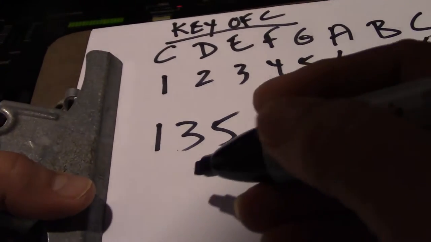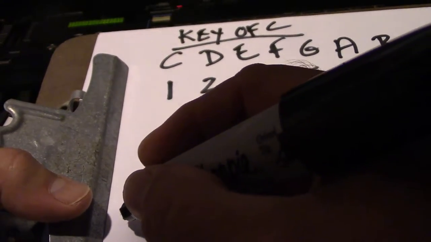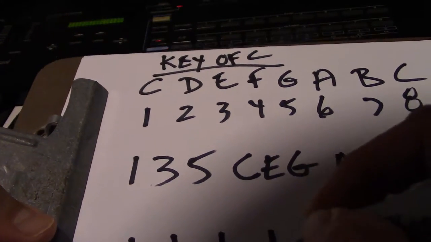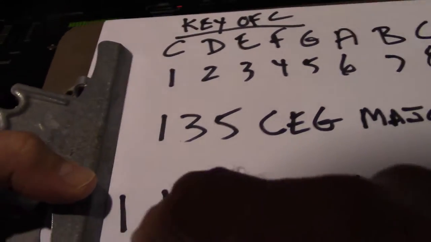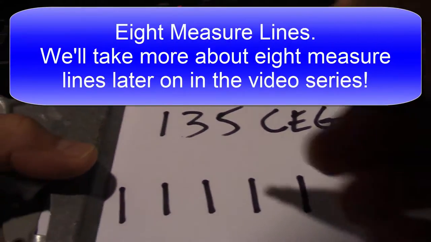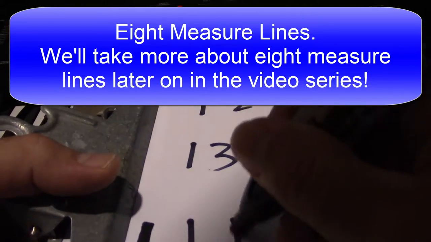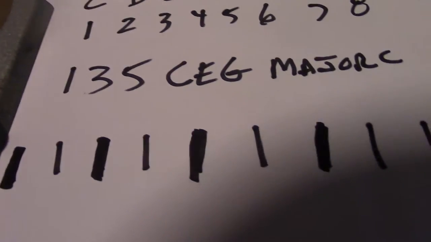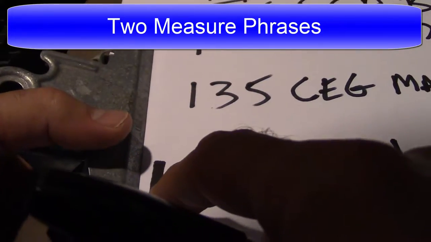Now, what we're mainly talking about is 8-measure lines. So I'll just draw 8 measures here: 1, 2, 3, 4, 5, 6, 7, 8. And you usually break these up into 2-measure phrases. Every song is different, but we'll go with 2-measure phrases.